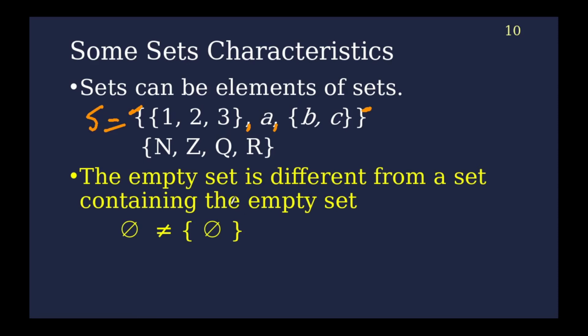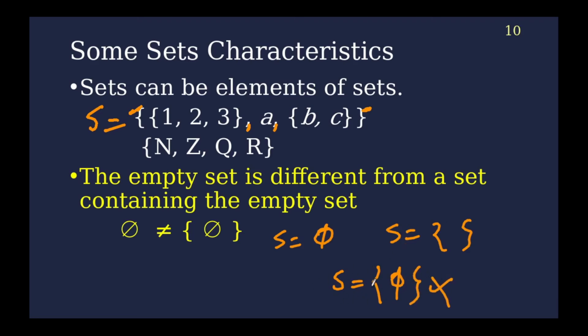The empty set is different from a set containing the empty set. As I have told you, S equals to this and S equals to this are the same. But if you are representing S equals to this, then this is not the same. This particular set is not an empty set.